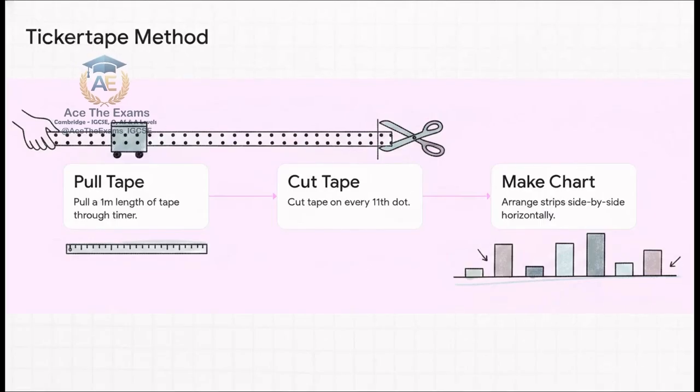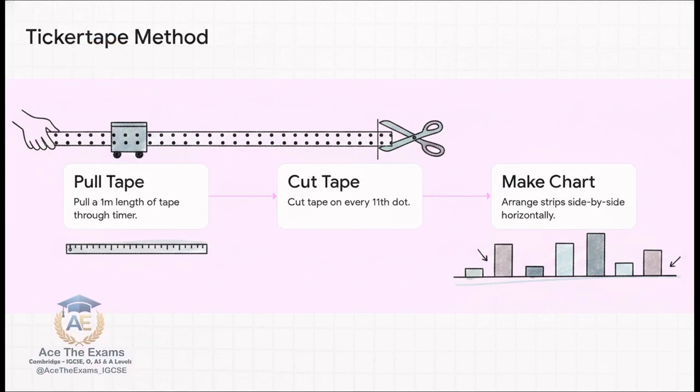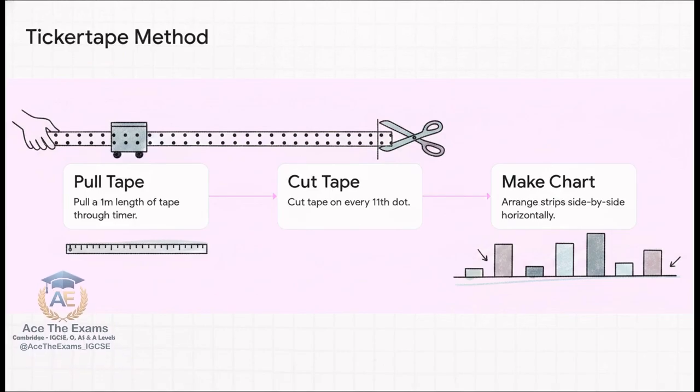So, how do we actually gather this data? And how do we do it safely, making sure to catch the trolley so it doesn't fly off the runway and crush your toes? You just follow these exact, syllabus-approved practical steps. First, pull a 1-meter length of tape through the timer. Next, you're going to cut that tape on every 11th dot. Why the 11th? Well, that gives you exactly 10 spaces, which represents 10 ticks. Finally, take those successive strips and arrange them side by side to make a chart.